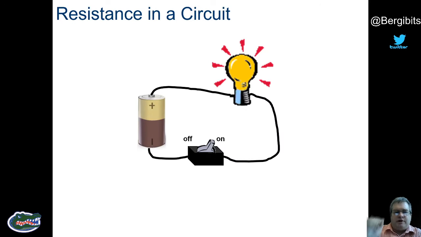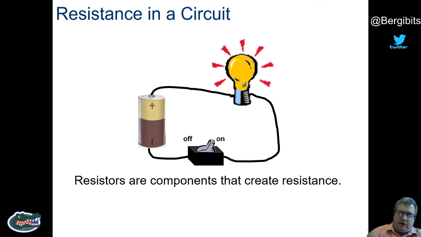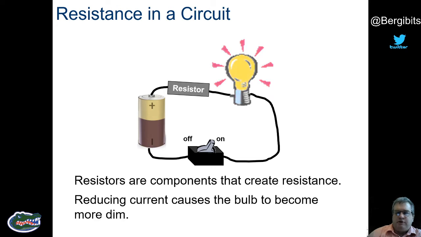All right, resistance in a circuit. Resistors are components that create resistance. So if you put a resistor in a line with the components, it is going to allow less voltage or less current to travel through the light bulb.